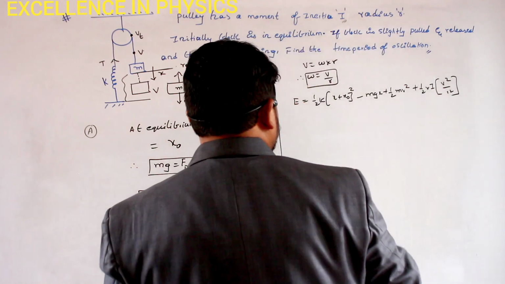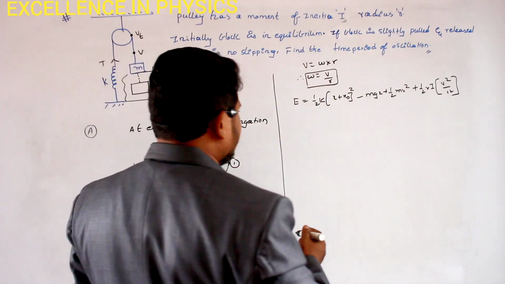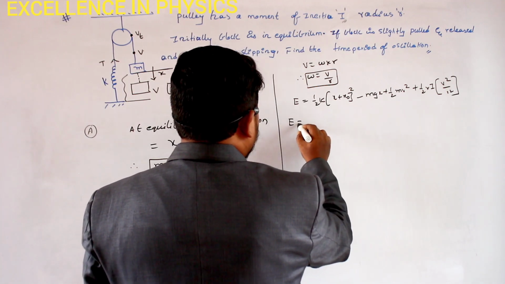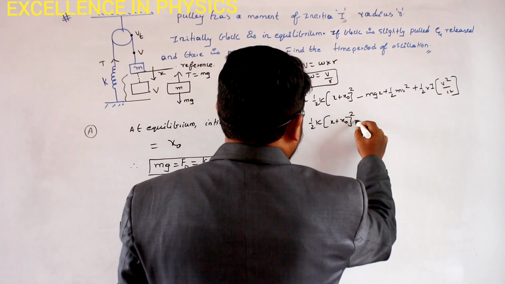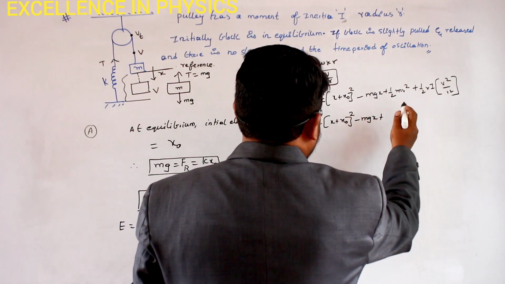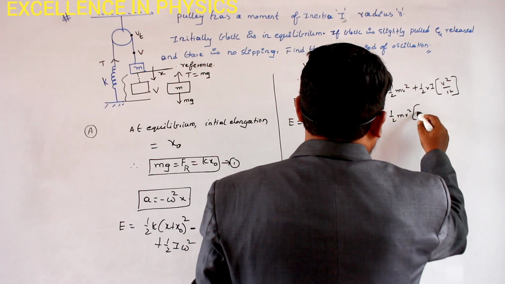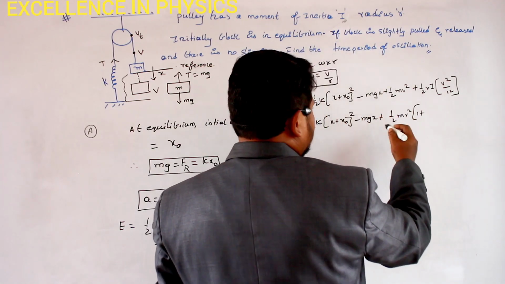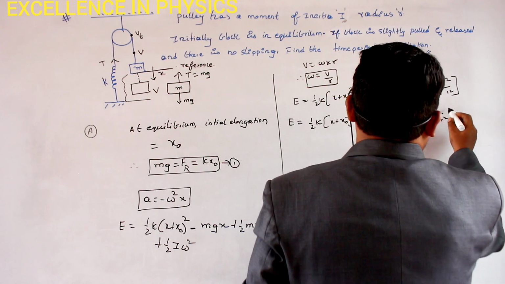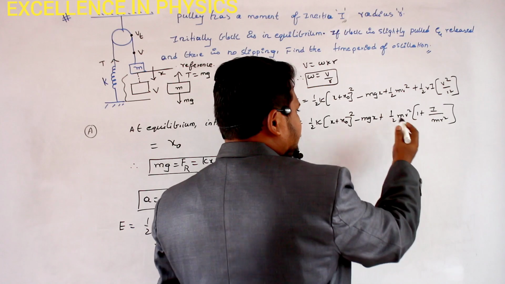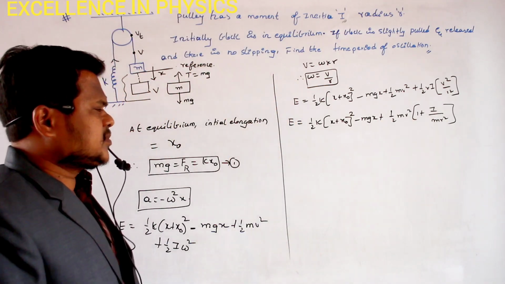So I will do one thing. I will take half mv square common from both of them, so that we get simplified calculations. The equation can be written like this also: half k into (x plus x naught) whole square minus mgx, plus half mv square common, times (1 plus I divided by m r square). I get one more m in the denominator because m was already taken out. So this is the equation up to which I got.